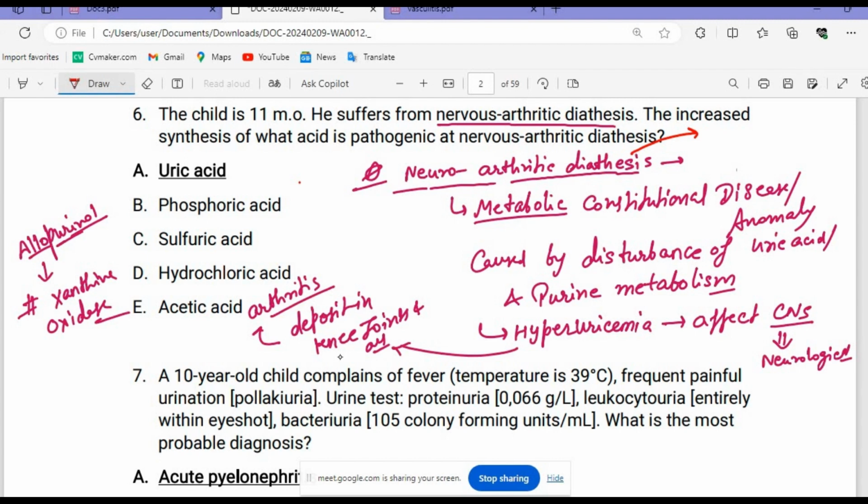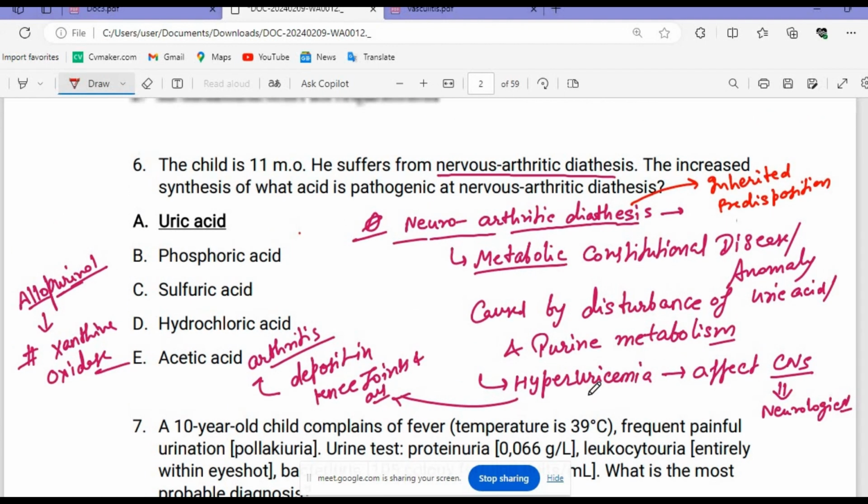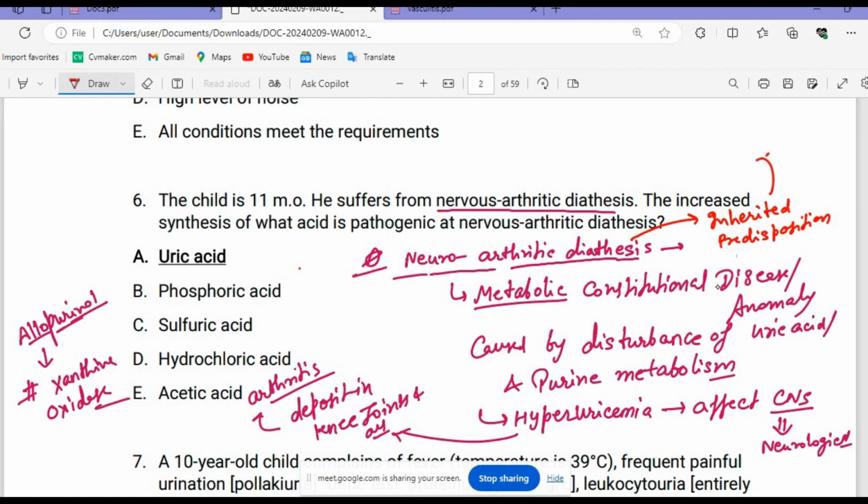Neuroarthritic diathesis. Diathesis, you can also remember, is a tendency, or an inherited predisposition. Mainly the diathesis occurs due to a change of nutrients, or alteration of the nutrition source. The nutrition again comes from the metabolic background, so that's why we say it's related to a metabolic disease or anomaly.